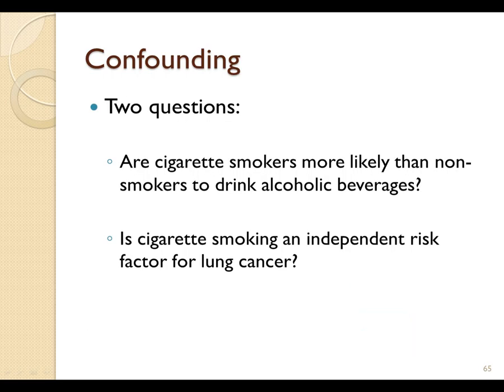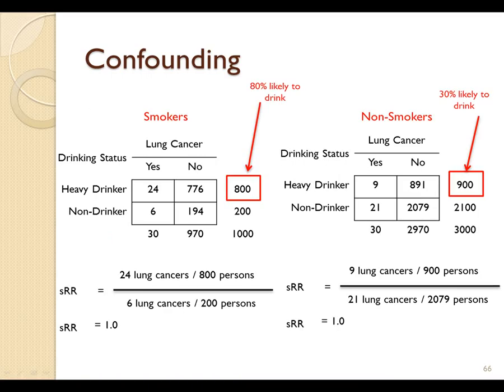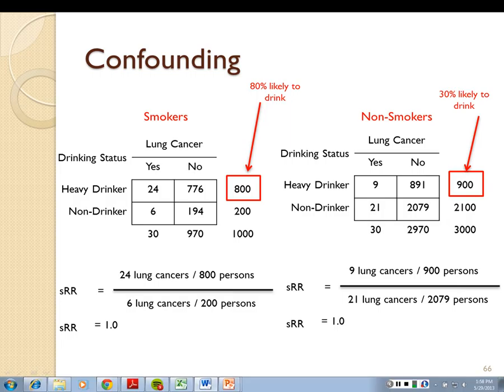So we need to ask ourselves two questions. Are smokers more likely than non-smokers to drink alcoholic beverages? And is cigarette smoking an independent risk factor for lung cancer? For both questions, we must stratify our data based on smoking status. To answer the first question, we need to examine the number of drinkers in each of the smoking strata. In smokers, 80% are likely to drink, so 800 out of 1,000 people. In the non-smokers, only 30% are likely to drink, 900 out of the 3,000 people. We can answer yes, smokers appear more likely to drink than non-smokers.